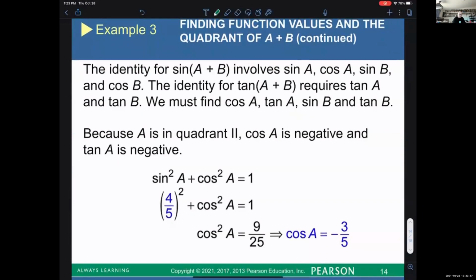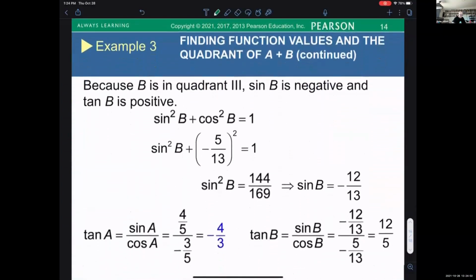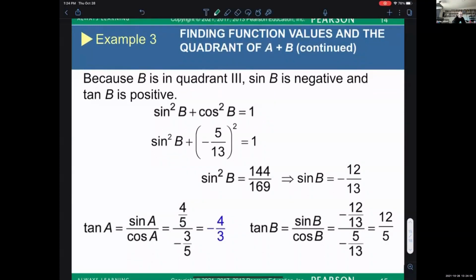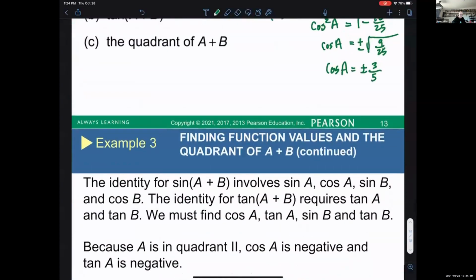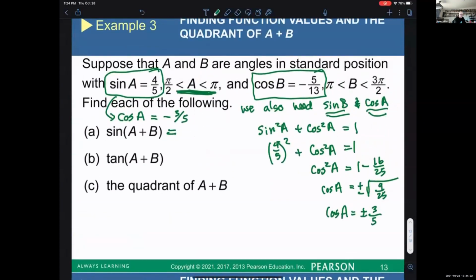Yeah, so in this first slide in their explanation, they came up with the solution that I just got for cosine A, which was negative 3/5. And then let's see if they turned around and found sine of B. They did. And so when they did the same thing and found sine of B, they got this value for sine B. And then when you know all 4 of those, when you know sine A, sine B, cosine A, cosine B, well, then you can figure out all of these, because sine of A plus B will involve those 4 things.